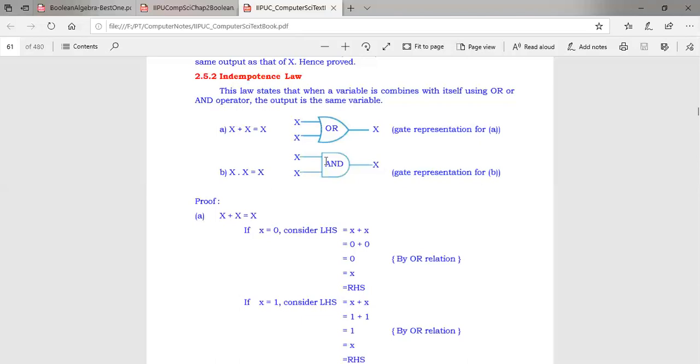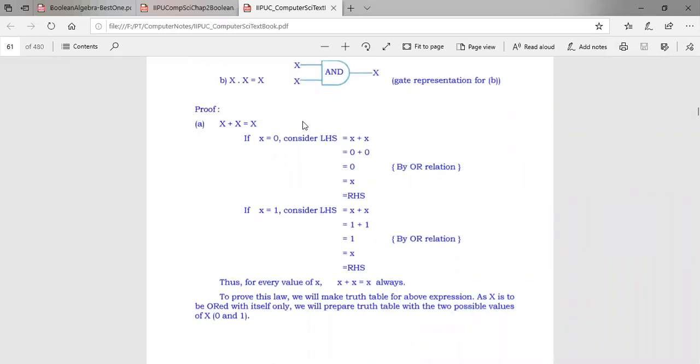This diagram is just to show whatever is written in the expression. But the proof is done, as you know, using two methods. First, we will prove using the perfect induction method. Substitute the values. How many variables are there in the expression? Only one variable.